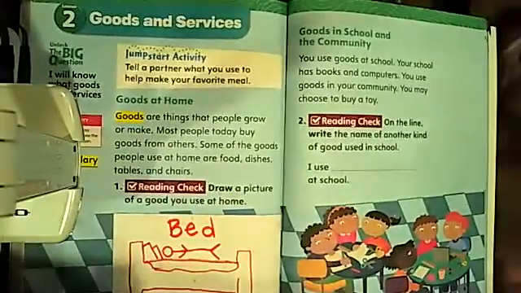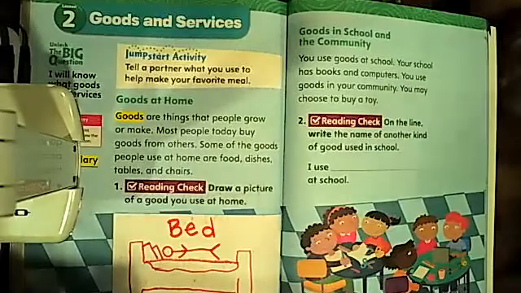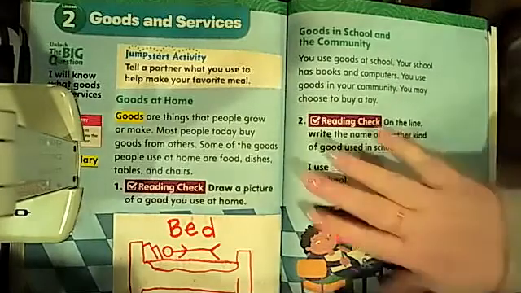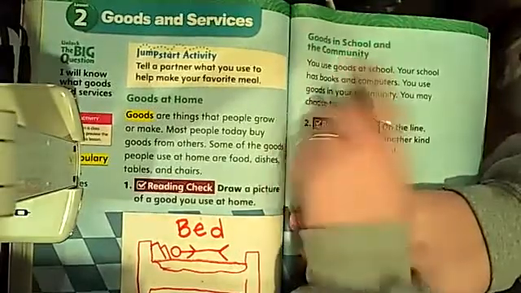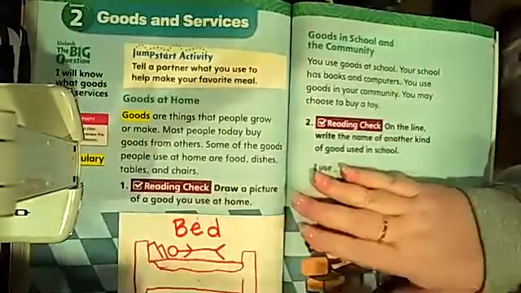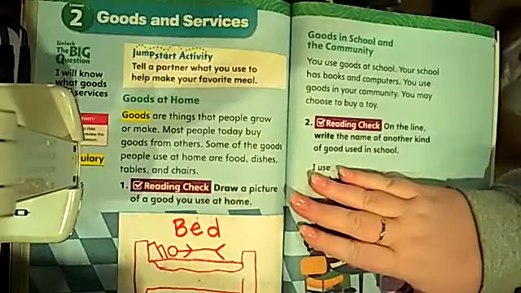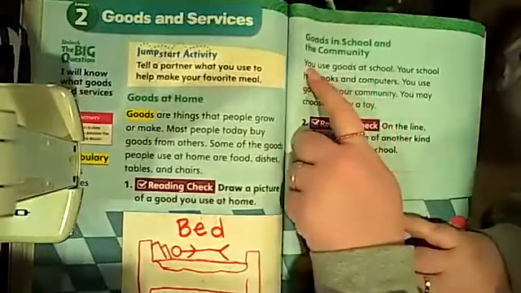And get those pointer fingers ready because you know I like it when you follow along with me, right? Okay, the next heading says goods in school and the community. So these are the goods that were in my house. Now we're going to talk about school, okay? My other favorite place to be. All right, here we go.